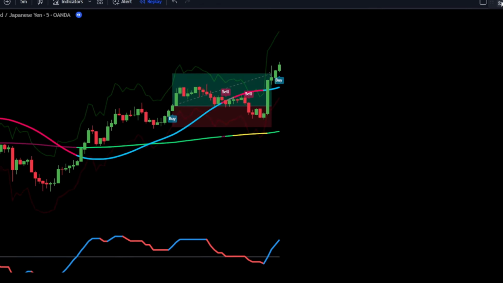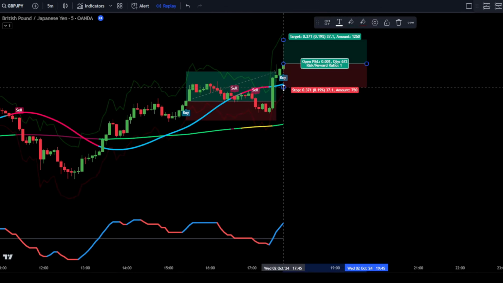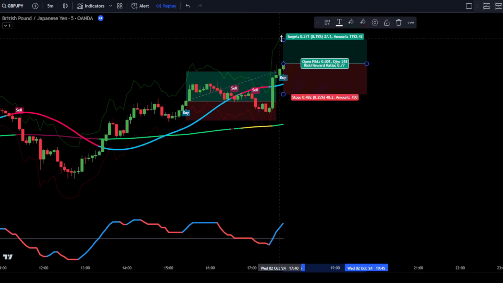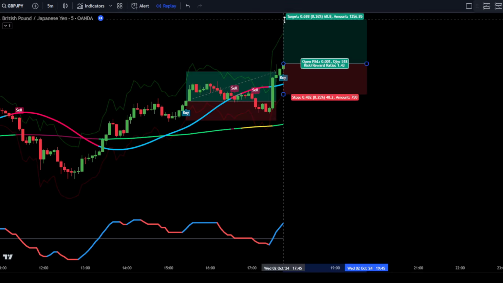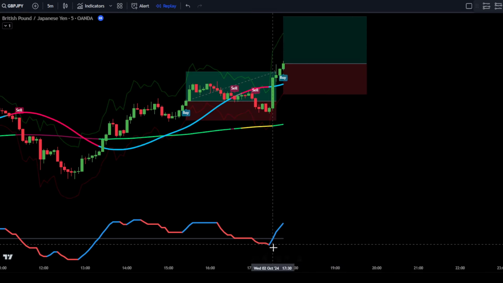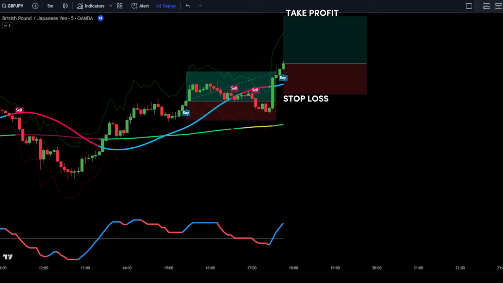If all conditions are met, you can place a buy order after the bullish candlestick has closed. Place the stop loss at the red ATR line. Use a take profit target with a risk to reward ratio of 1 to 1.5.